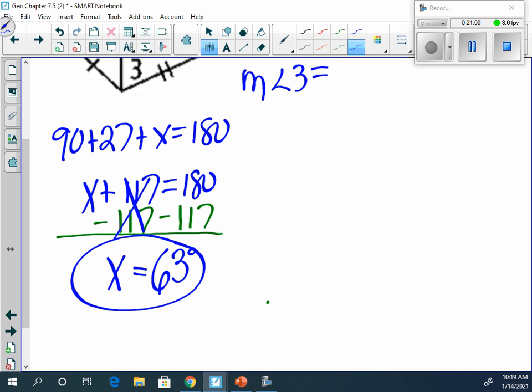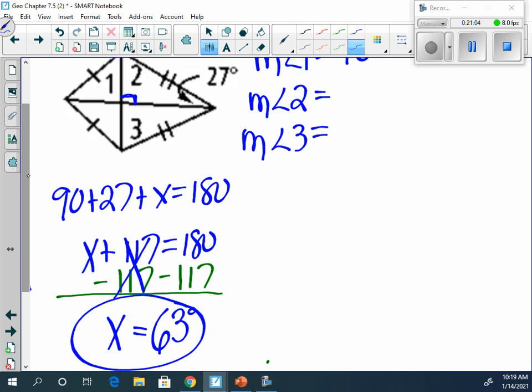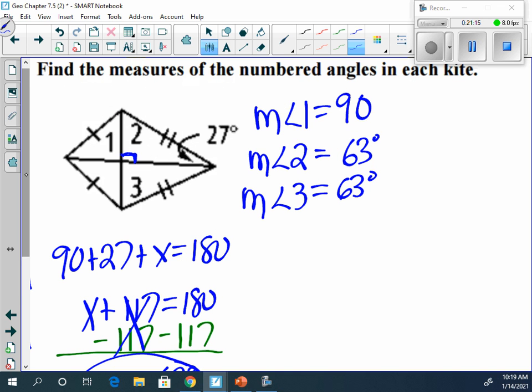And that's it. So we know that the measure of angle 2 is 63 degrees. We also know that the measure of angle 3 is going to be what? Because those two angles are going to be congruent. Now, what do I know about the measure of this angle here? What would it be? It would be 27.